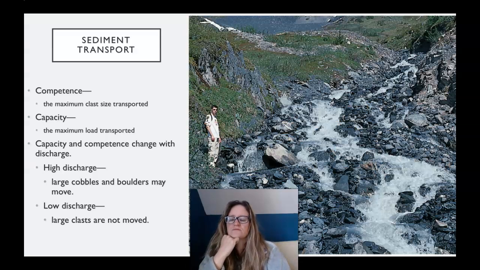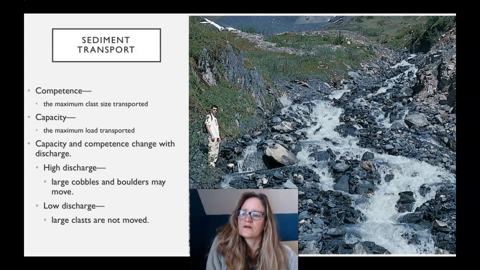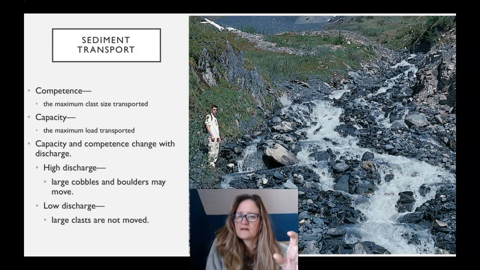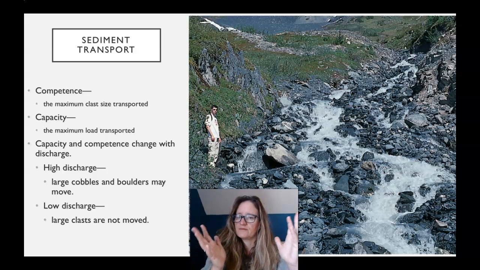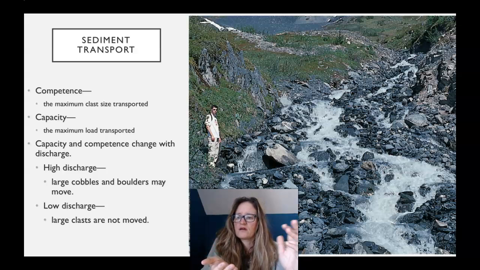There are terms we use to describe the size and the volume of sediment, and that's the competency and the capacity. The competency means the size of the clast. The capacity is the volume of the clast. And the amount of those depends on the velocity of the water. So we'll speak of it in terms of discharge.